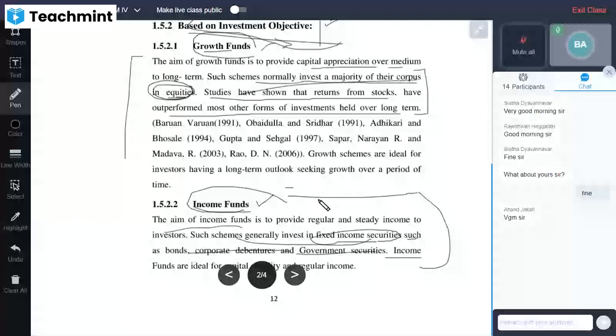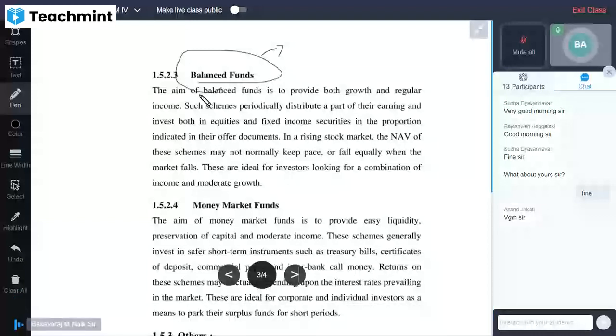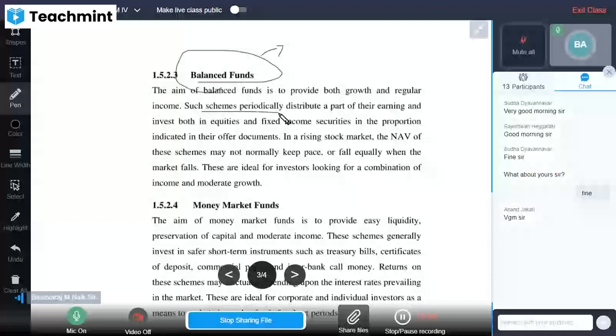There are balanced funds. The aim of a balanced fund is that they can balance both growth and income. It's a balance between growth as well as income funds. Such schemes periodically distribute a part of their earnings and invest in both equities.